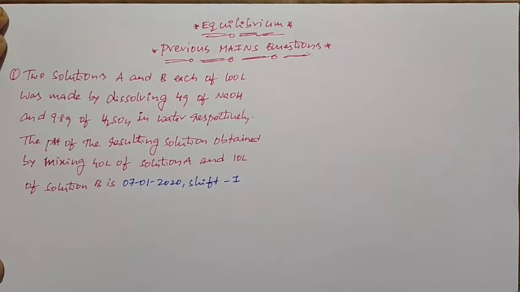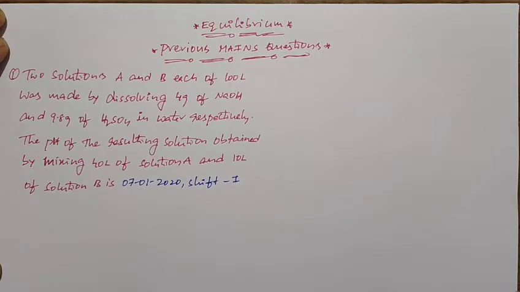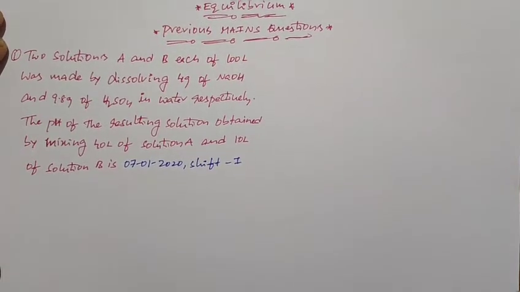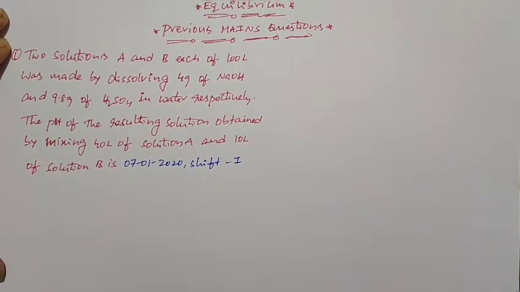In step 1, we need to find the normality of NaOH and H2SO4. In the second step, we need to find the nature of the mixture of NaOH and H2SO4. Then we need to find the pH. So in total we have three steps to follow to solve this problem. In the first step, we find the normality of each one.